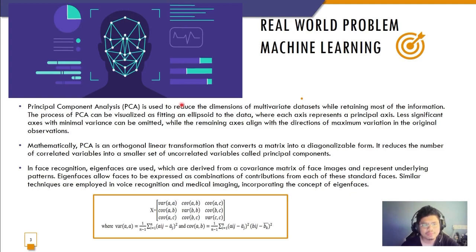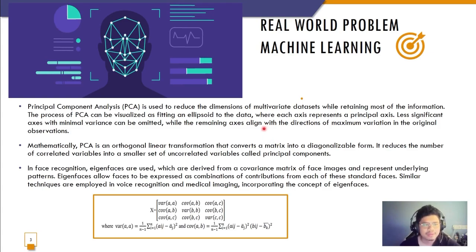real world problems. I will be presenting 2, the first of which is machine learning. Principal component analysis, also known as PCA, is used to reduce the dimension of a multivariate dataset while retaining most of the information. The process can be visualized as fitting an ellipsoid to the data. So in simpler form, less significant axes with minimal variance can be omitted, while the remaining axes align with the direction of maximum variation in the original observations.